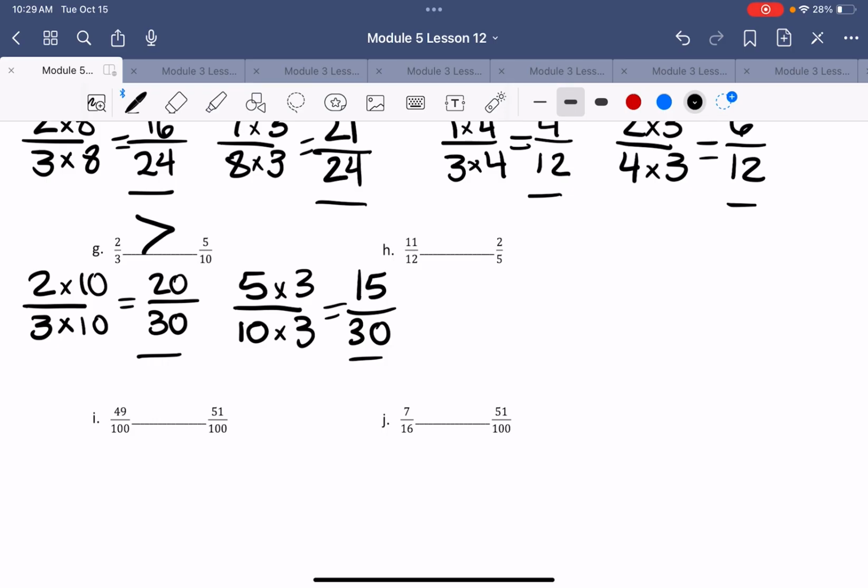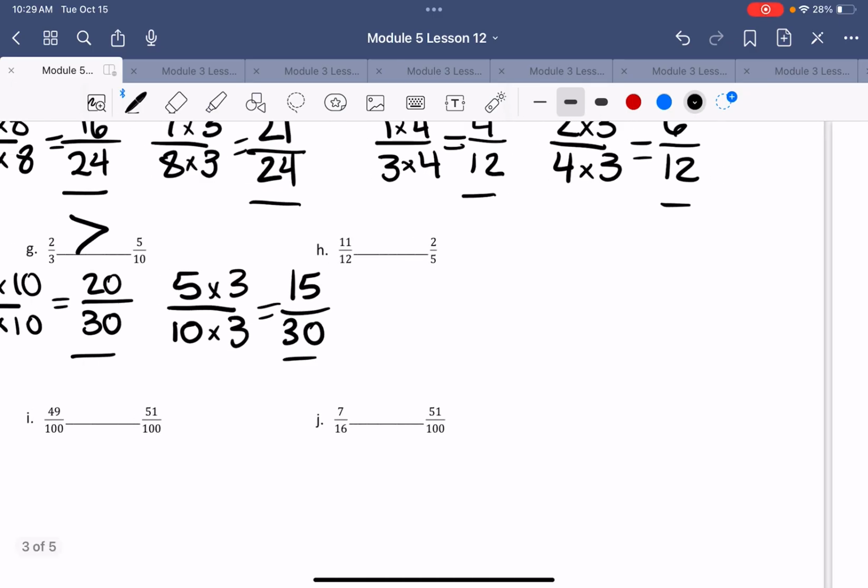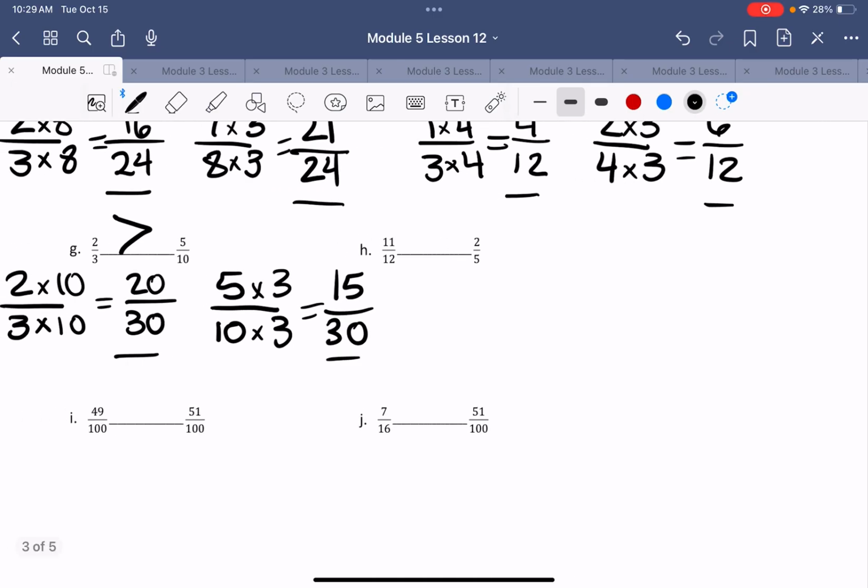Make sure you're writing all of this out on your paper as well, as you should be showing your work and doing it with me.